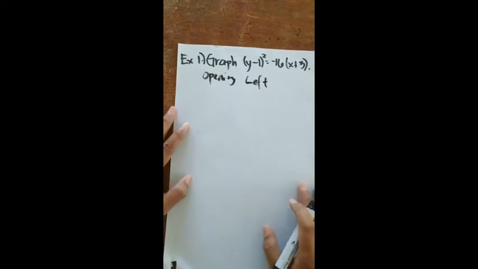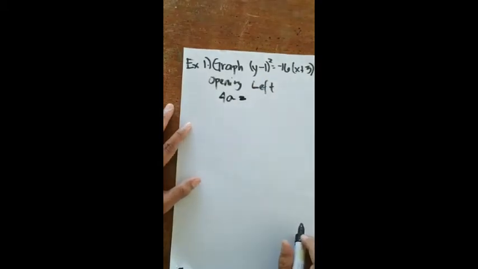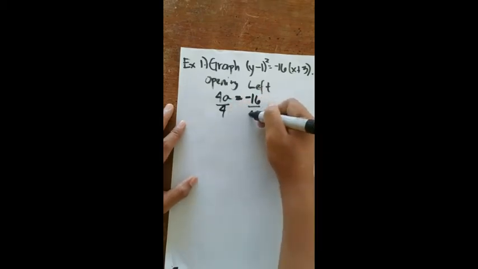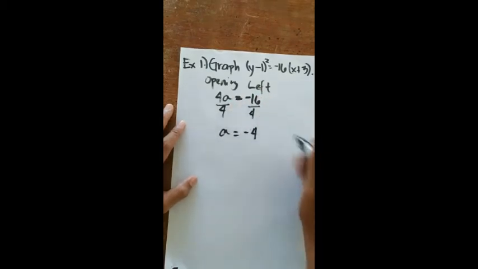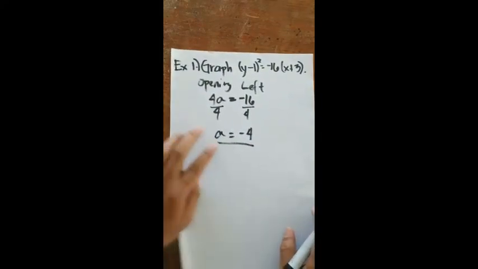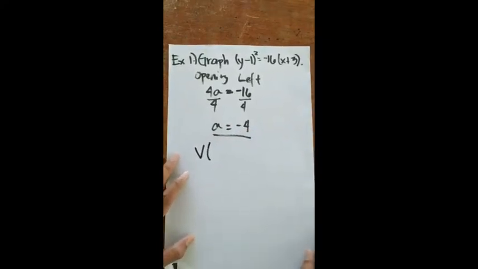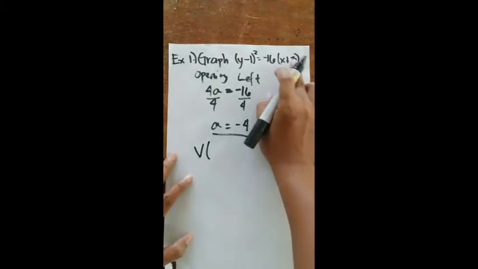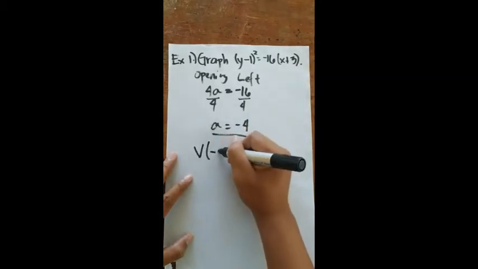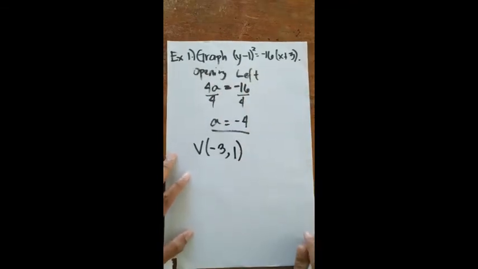This is important later in visualization. Next, we determine a. We have 4a = −16. Dividing both sides by 4, a is −4. So the length from our vertex to our focus is −4. Next, let us determine the vertex, which is (h, k). Since we have +3 here, our h will be −3. Remember that one. And our k is positive 1. So that is our vertex.